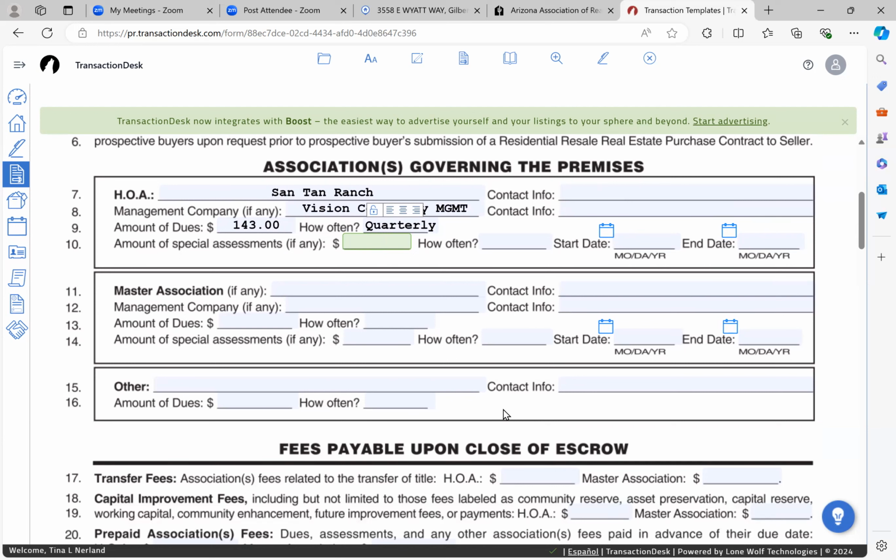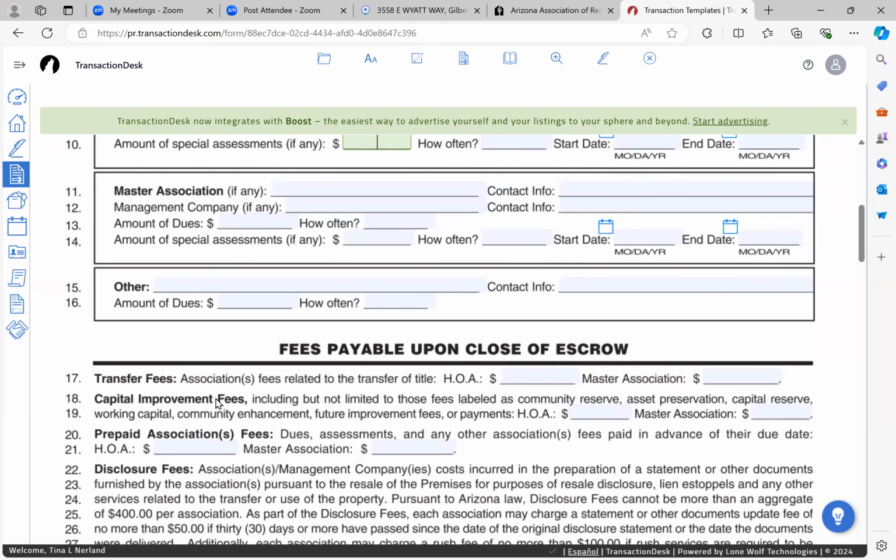So again, pertaining to Eastmark, there might be another fee, and it doesn't have anything to do with the master association or the HOA. I can't think of the name off the top of my head, but it's F something. They have a special fee that they pay every month, yearly, or biannually, something like that. And then you would put that here: what is it called? Who do they contact for it? What are the amounts and how often?